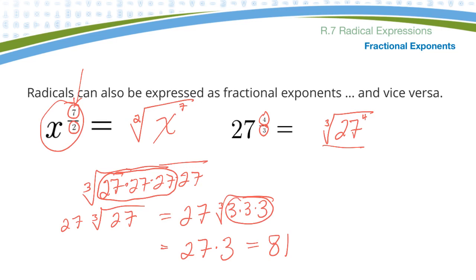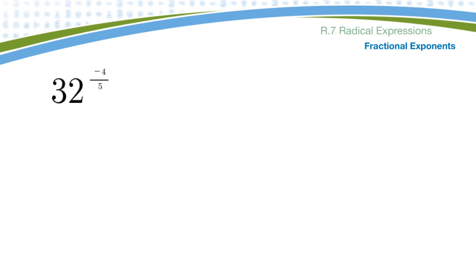Interesting. Now you can, if you want, just try that on your calculator. Go 27 to the 4/3. You might need to put 4/3 in brackets, and hopefully it'll come out to 81. There's one for you to try.